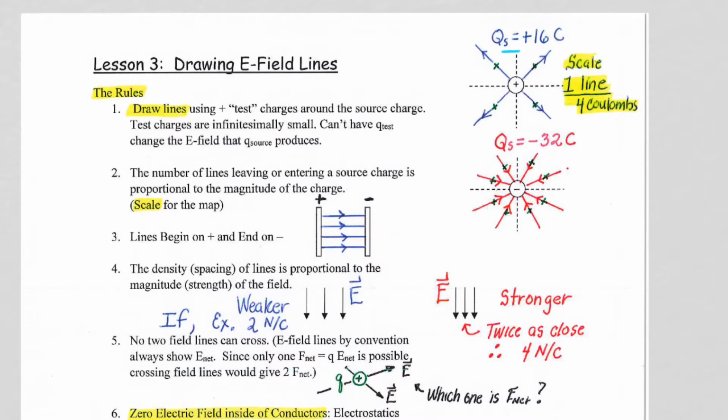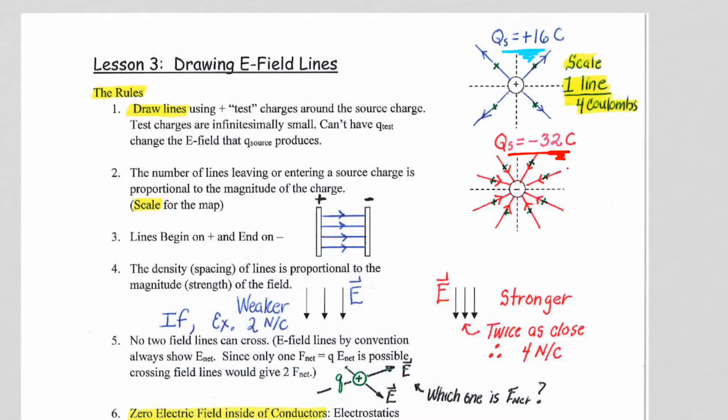Electric field lines are generated by source charges, like Q source here is plus 16. Q source down here is negative 32. So how do we draw those 4 blue field lines? How do we draw those 8 red field lines?